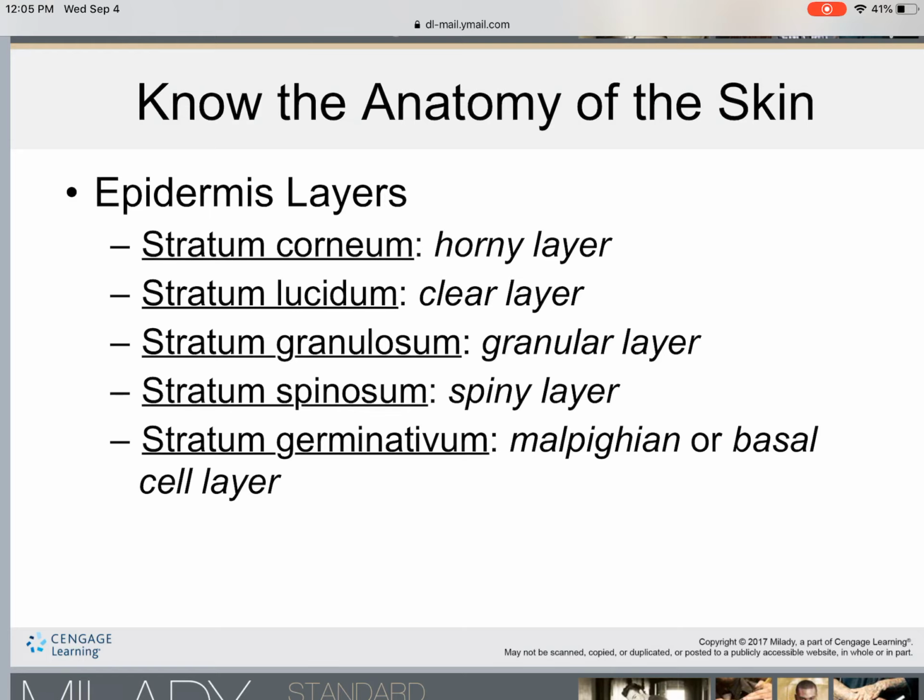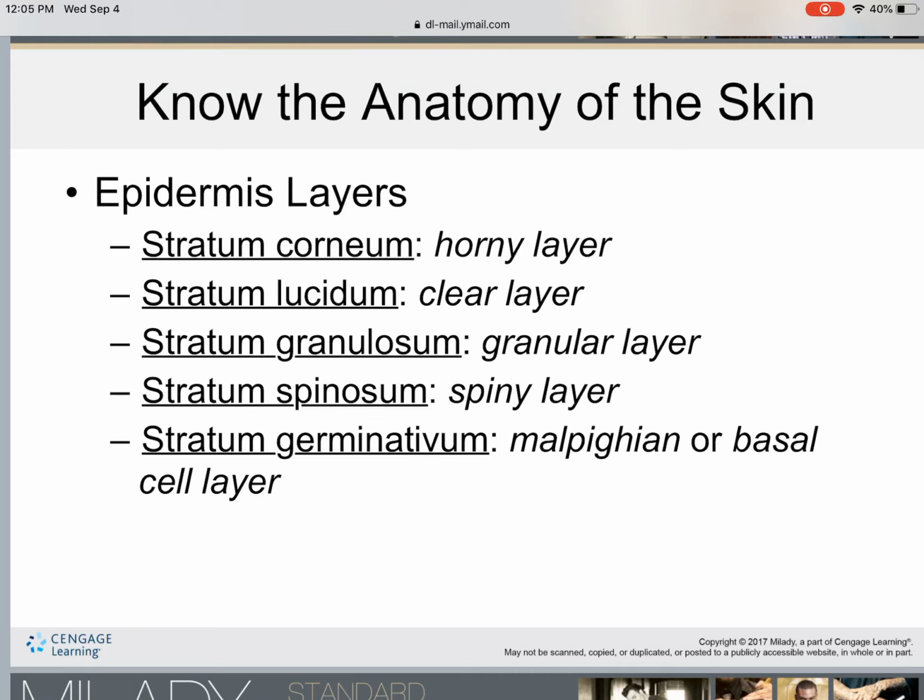Okay, so the next one under the stratum granulosum is the stratum spinosum. That's your spiny layer. Spinosum, spiny layer. It is often classified as part of the germinativum, but it is a sublayer that lies above the basal strata and beneath the stratum granulosa. The process that causes the skin cells to shed begins in the stratum spinosum.